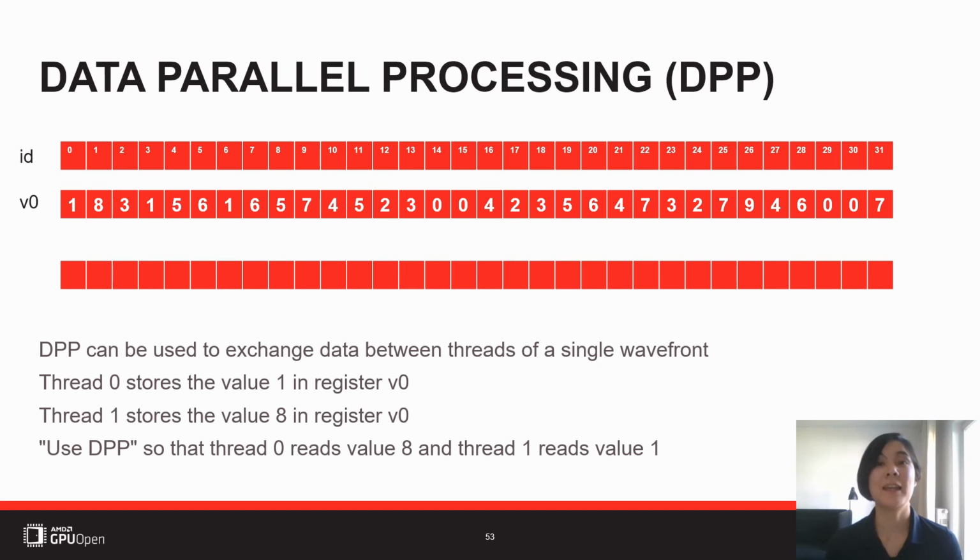And now we can use DPP so that those two threads actually exchange their values, which means that thread 0 now reads the value 8 and thread 1 reads the value 1. And this is done directly, so they are accessing the register directly, so register access is really fast, and we don't need to use any LDS or even global memory. And that's the concept of DPP: basically just using the registers themselves to exchange the data between the threads.